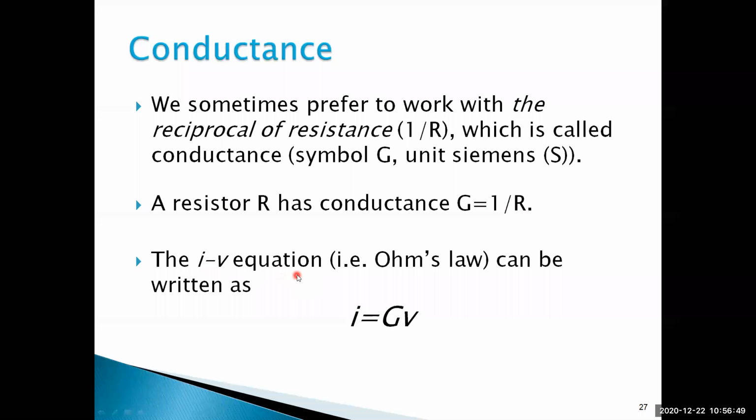The IV equation according to Ohm's law is I is equal to G into V. Substituting G is equal to 1 by R, I is equal to V by R, same as Ohm's law, no? I is equal to V by R. So 1 by R is nothing but G. That is the conductance concept.